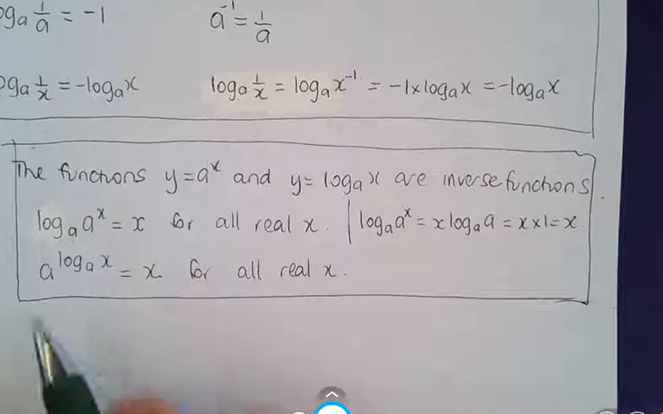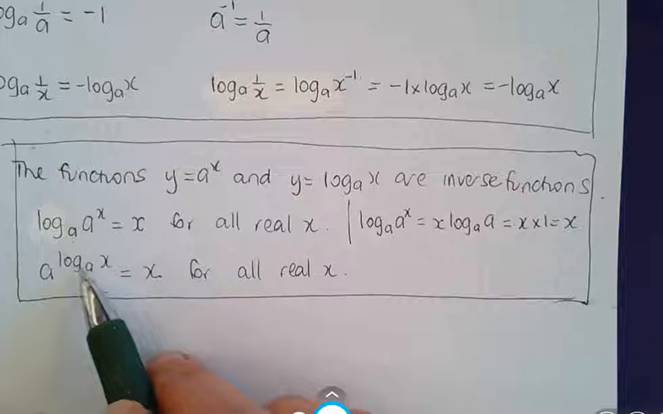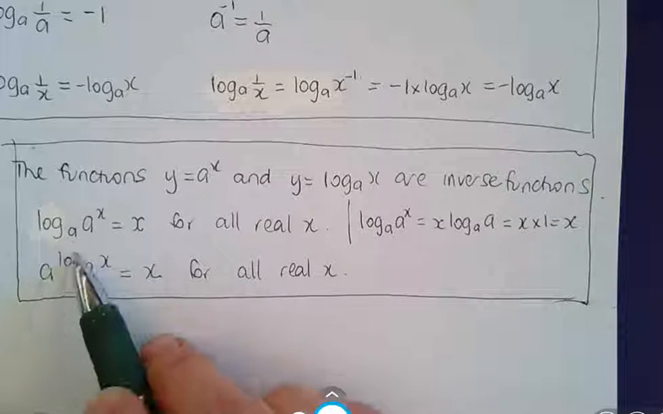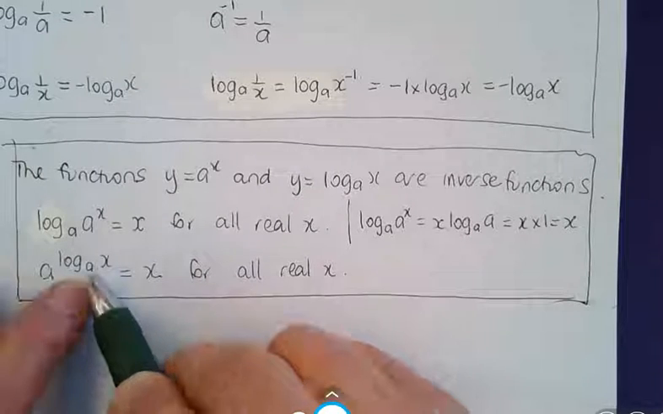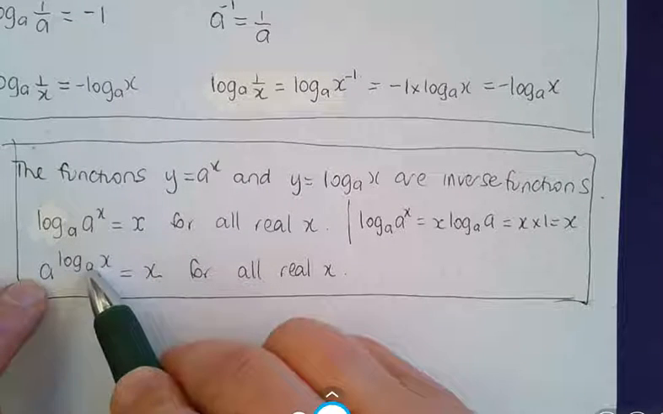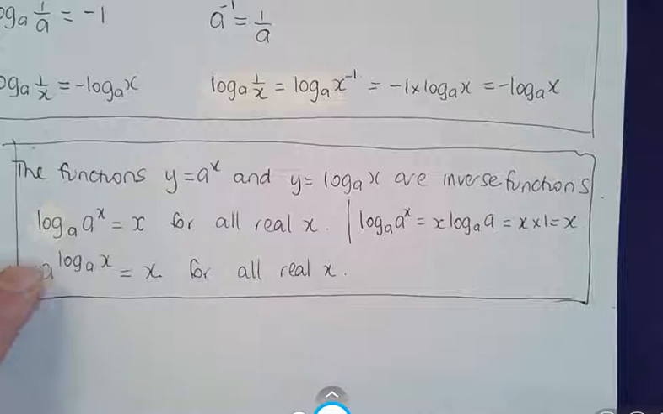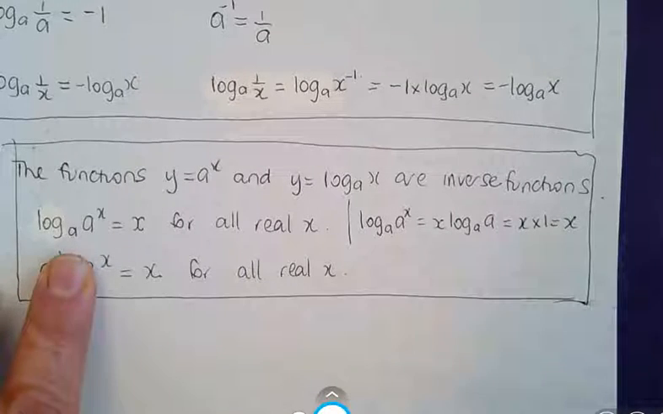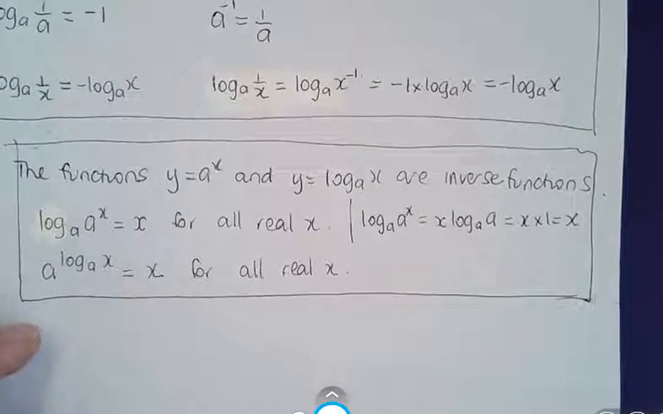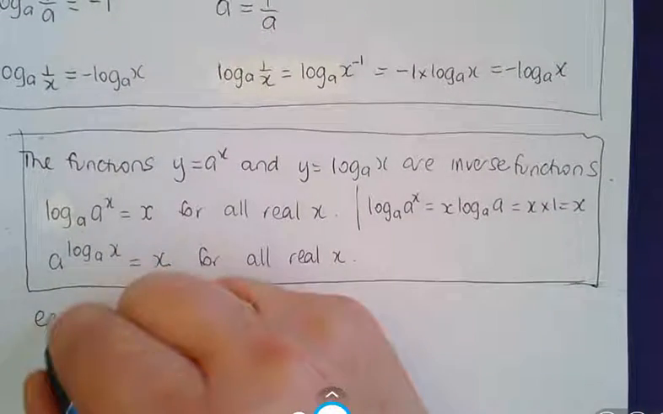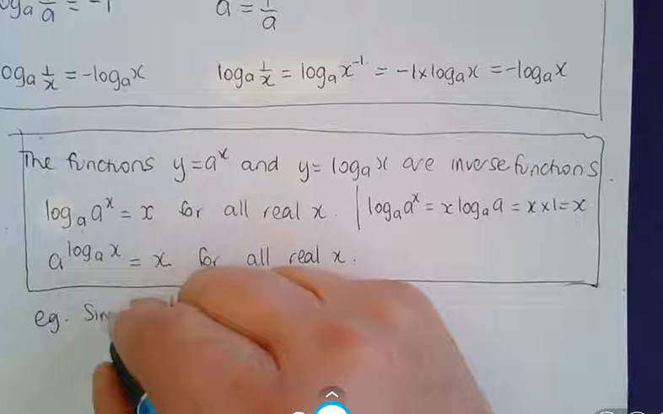And this, a to the log to the base a of x, the a and the log to the base a also cancel, and that eliminates, and you're just left with x. So they're just two rules. So, examples, simplify the following.